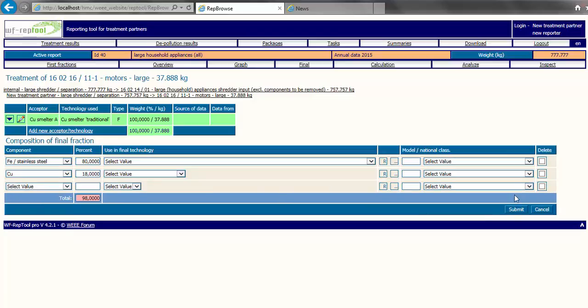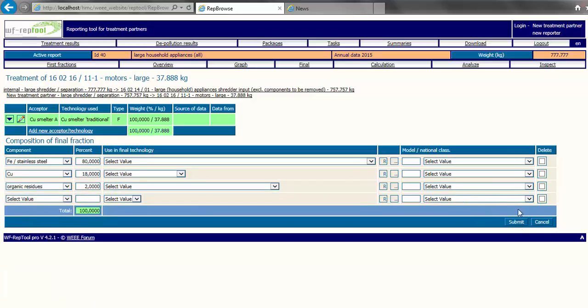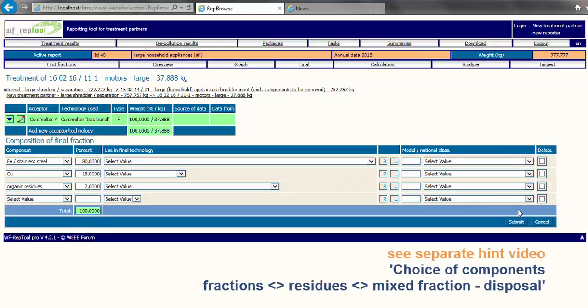Small pieces of plastics at or in the motor will be burned as organic shares in the copper smelter. So we will enter them as impurities, as organic residues. Submit. Regarding impurities, please have a look at the separate video fractions, residues, mixed fraction disposal.